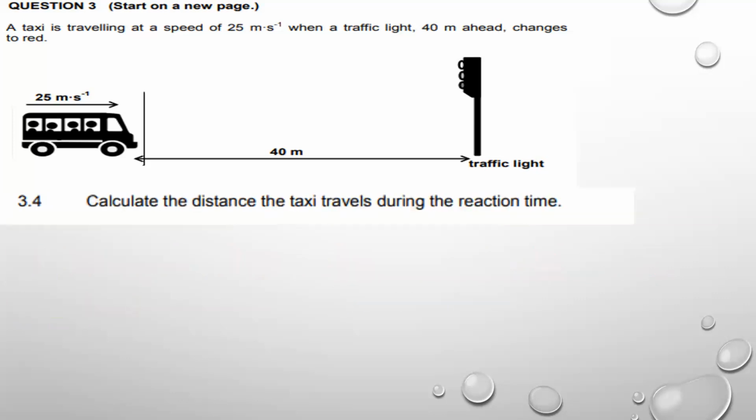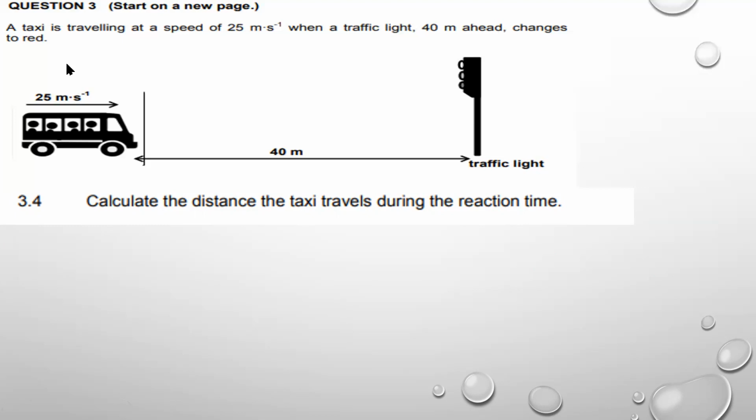Okay, calculate the distance the taxi travels during reaction time. Reaction time means, people, still going at 25 meters per second. It means the driver couldn't see, couldn't make sure. How many seconds is the reaction time?